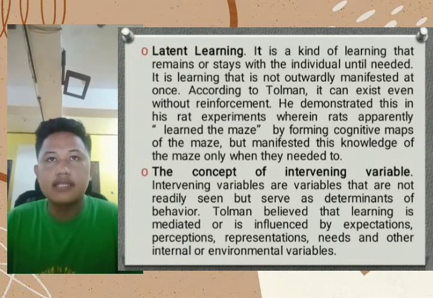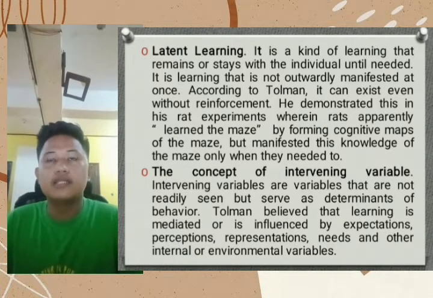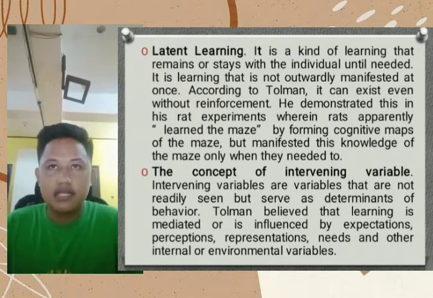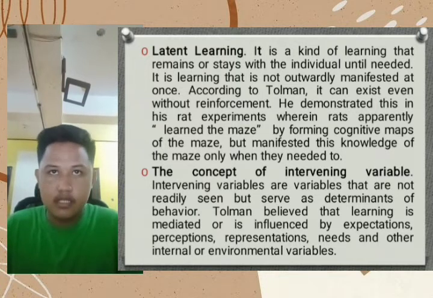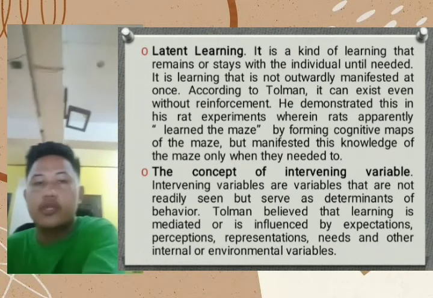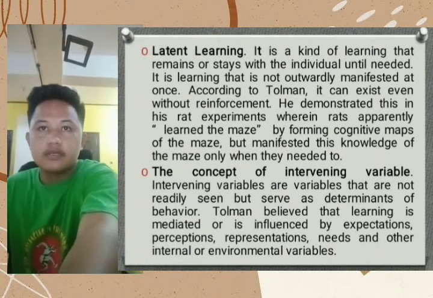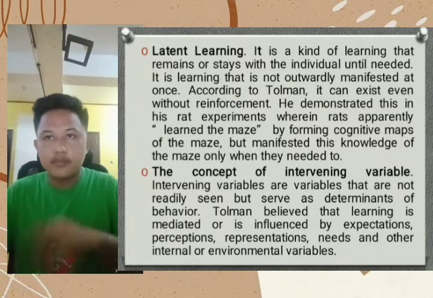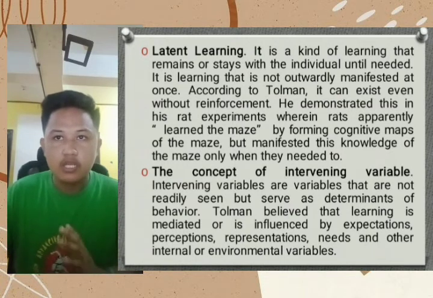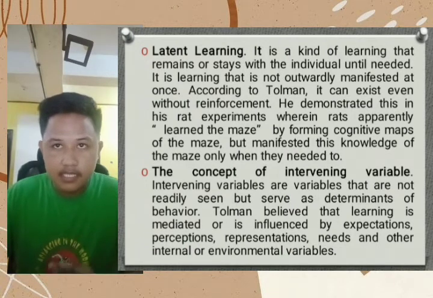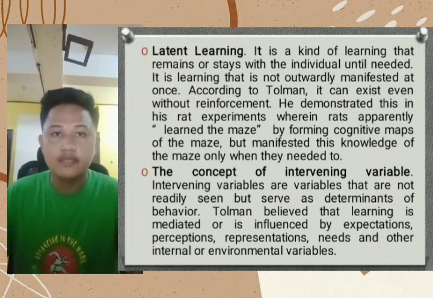Next, latent learning. It is a kind of learning that stays with the individual until needed. It is learning that is not outwardly manifested at once. According to Tolman, it can exist even without reinforcement. He demonstrated this in his rat experiments, wherein rats apparently learned the maze by forming cognitive maps of the maze, but manifested this knowledge of the maze only when they needed to.